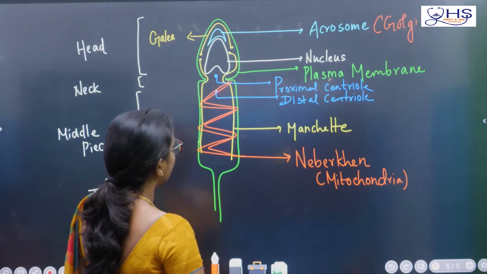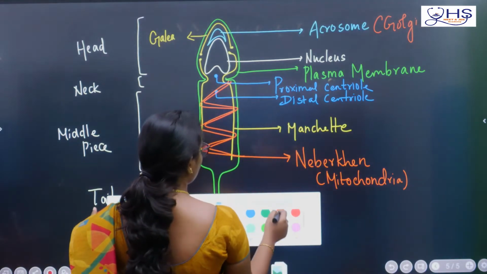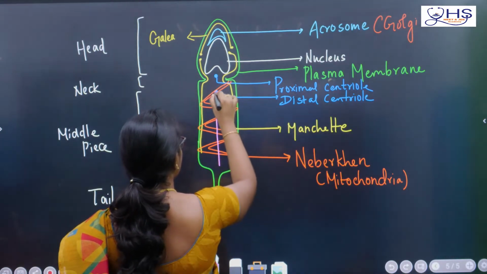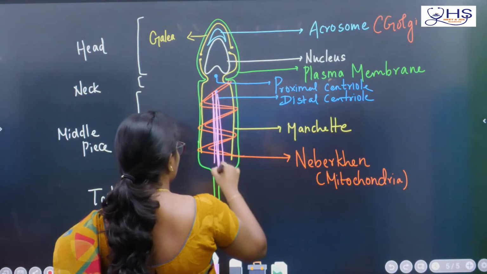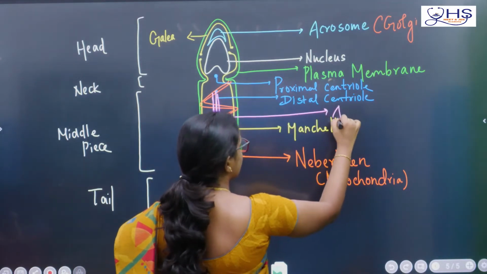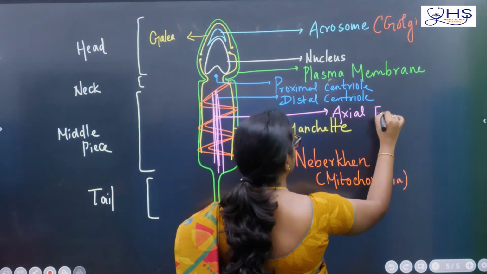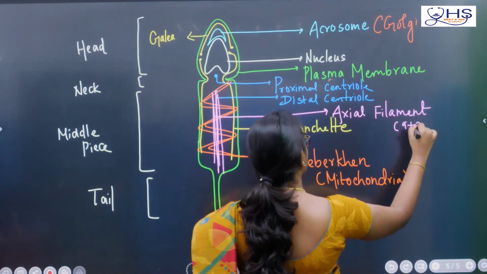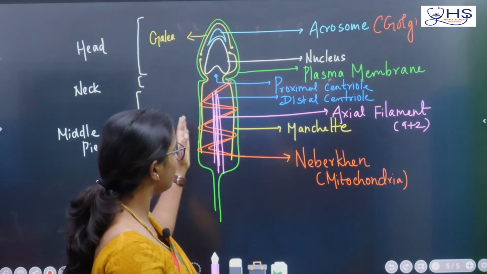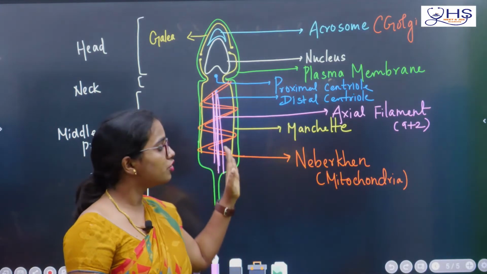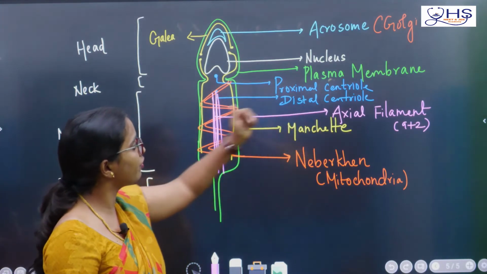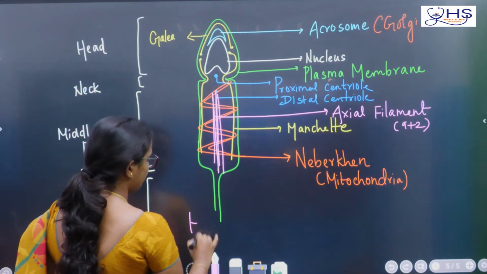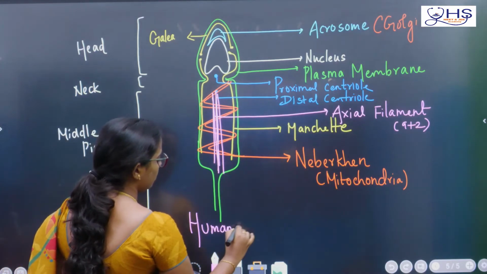Okay, now this structure, I'll take another color, the distal centriole. From the distal centriole we get filaments like this. These are called the axial filament, and they have the arrangement of 9+2. We have studied the 9+0 and 9+2 arrangements in the chapter Cell, the Unit of Life. So the axial filament has the arrangement of 9+2. This is the structure of the human sperm.